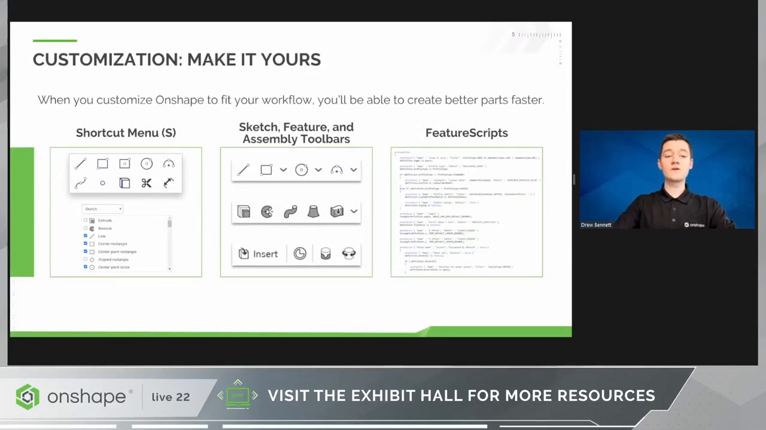So let's start with customization. When you customize Onshape to fit your workflow and your needs, you'll be able to create better parts faster. There are 3 different tips I'll cover here.